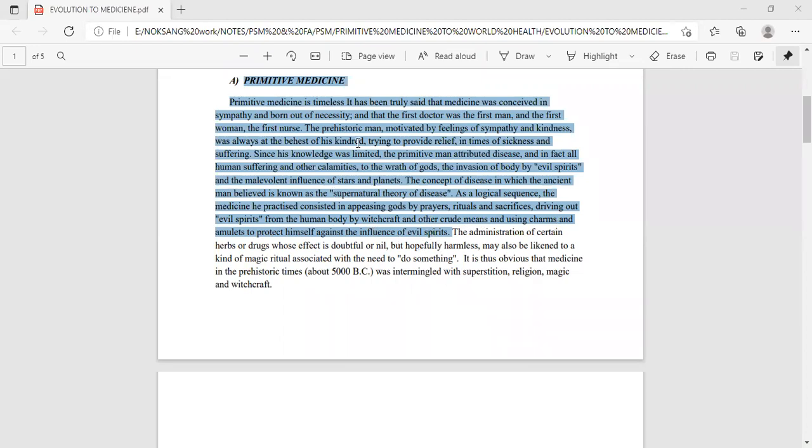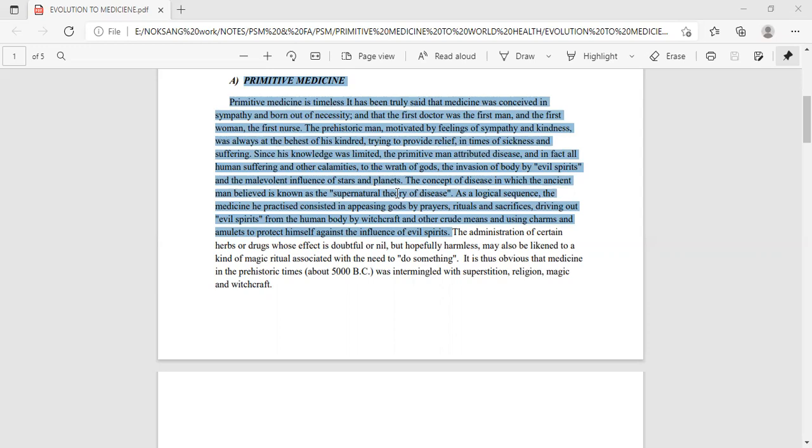Why is it said that it is timeless? Because till today these things are still in belief. We still do these things. It was not only in the earlier times, but even now it is still in use in many places, and many people still believe in all these things. So that is why it is known as timeless.